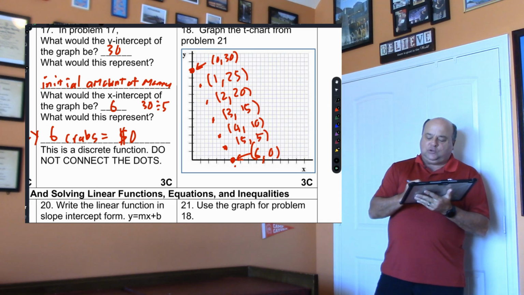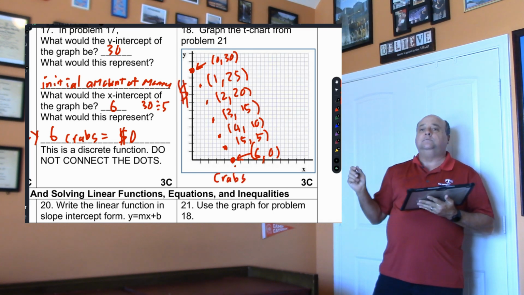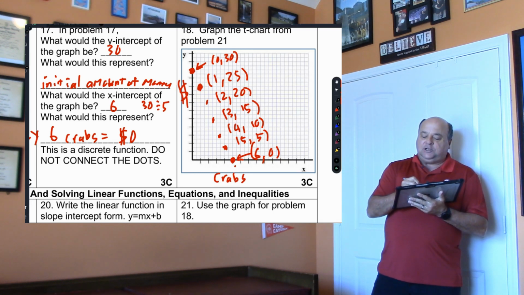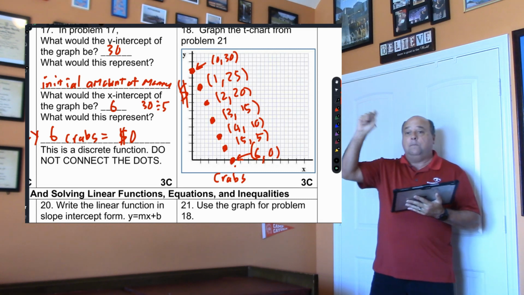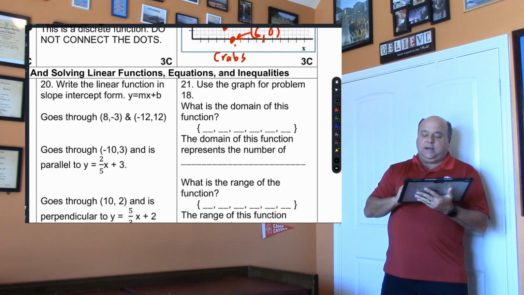And the X would be the number of crabs. And the Y would be your dollars, would it? So this would be a discrete function. You would not connect the dots because your money's going to drop by $5 every crab. So let's do number 20 next.